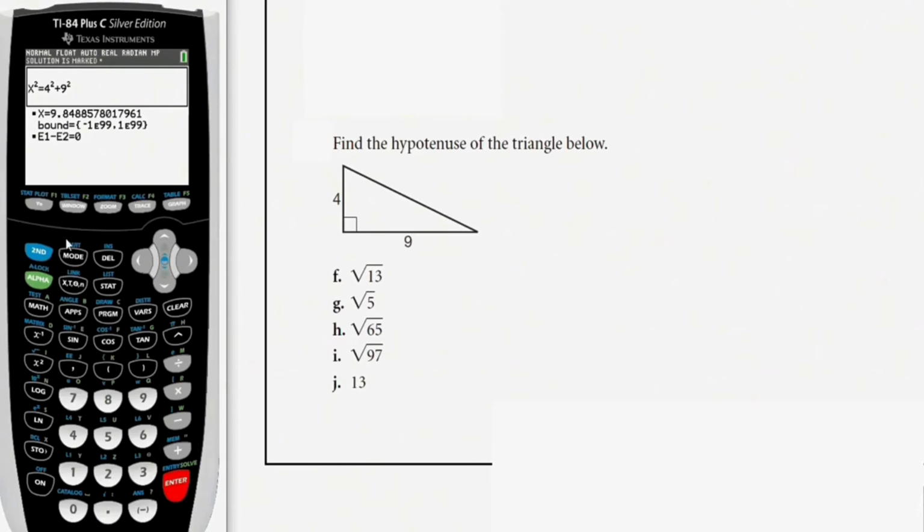Alright, so let's quit this. I feel the answer will be option I. Let's verify. Remember, we got 9.84. So we have square root of 97, enter. 9.84 exactly. So the correct option is what? Option I. This is basically how I can solve this kind of problem using a TI-84 Plus scientific calculator.